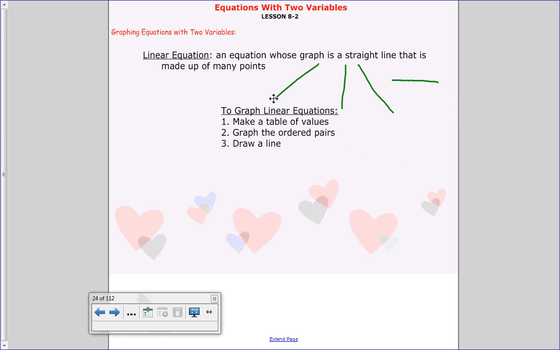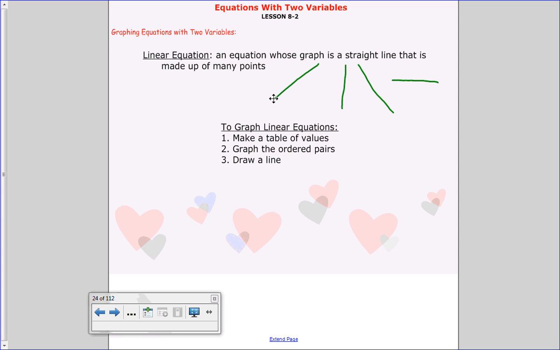Now here's how we do this, these 3 steps. First, you make a table of values. So you need to try to find different solutions. You're going to try different numbers for the variable. Then you graph those pairs, and then you connect the dots, really.